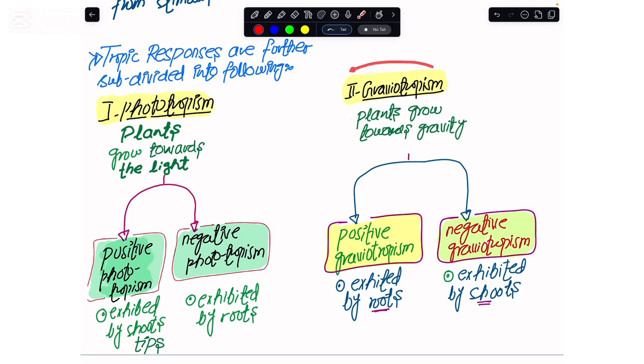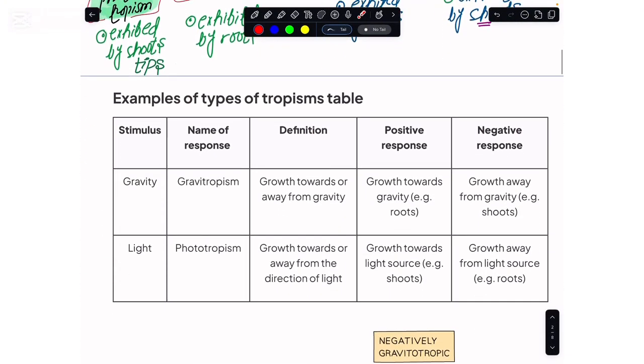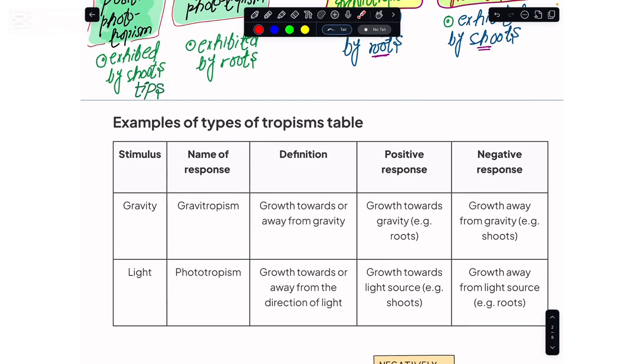So, in context of gravitropism, we say that the shoots exhibit negative gravitropism, whereby they grow away from the soil, or they grow against the gravity pull that we have with us. If I were to simply summarize all of this, as I have said, when the stimulus is gravity, the name of the response is gravitropism, where the growth of the plant would be either toward the gravity or away from the gravity.